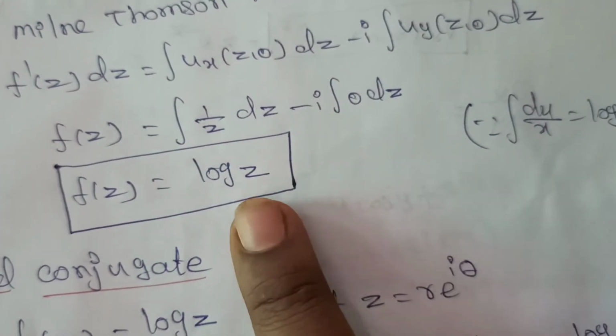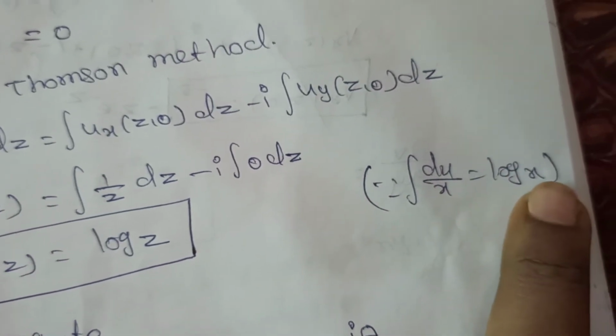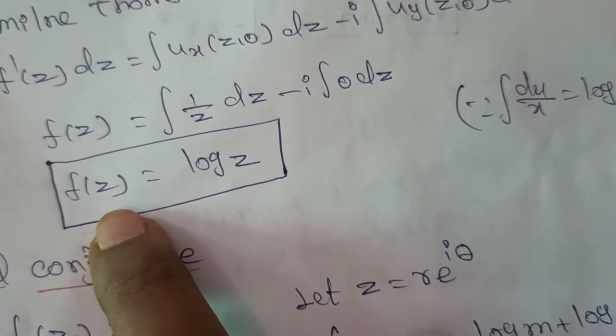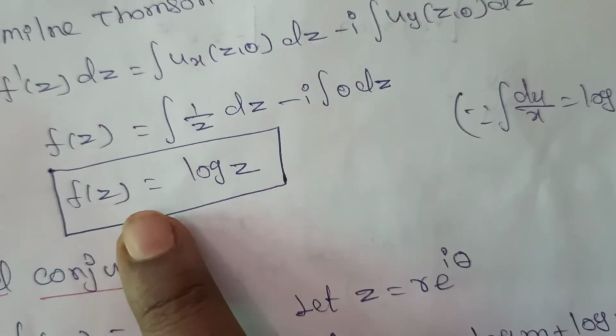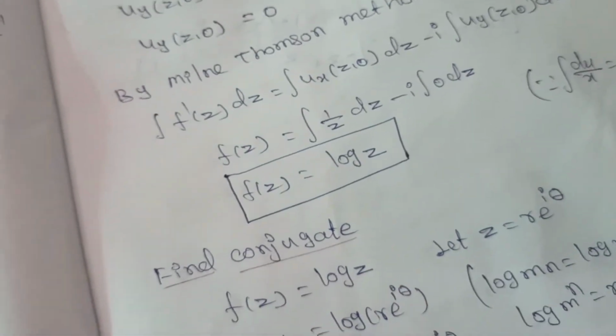You know what's the answer? What's the formula? Log z. That is, the integration of dx by x is equal to log x. Here the variable is z, so we can write log z. Therefore, f of z is equal to log z. The analytic function answer is log z. Okay, so the second condition is over.